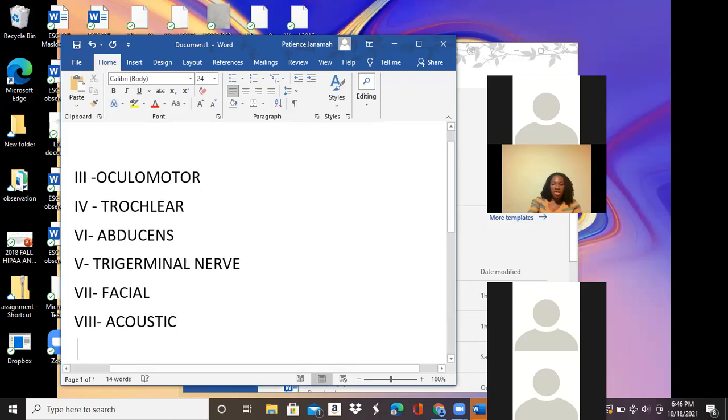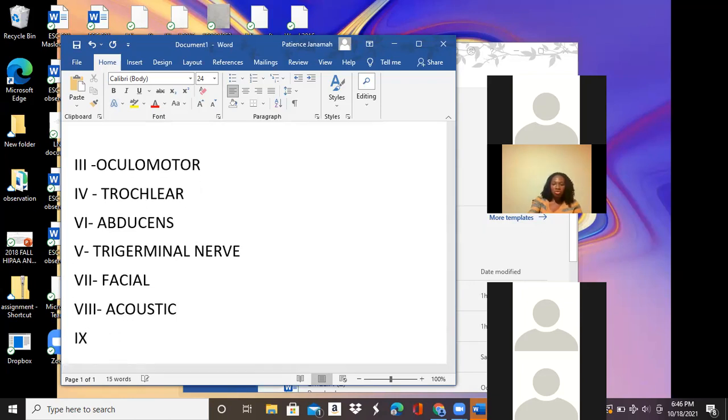Now, cranial, which one is this? That's the glossopharyngeal nerve, the one that controls the tongue. I think that is 8, right? Is that cranial nerve 8? I'm not good in Roman numbers. Glossopharyngeal. That's 9, right? Yeah. Okay.